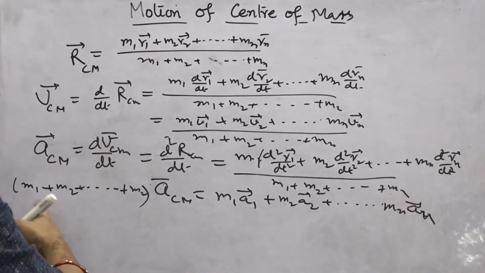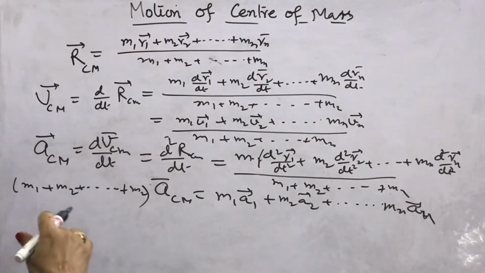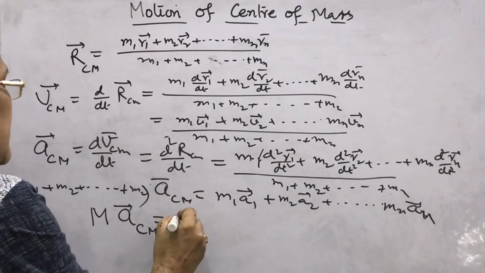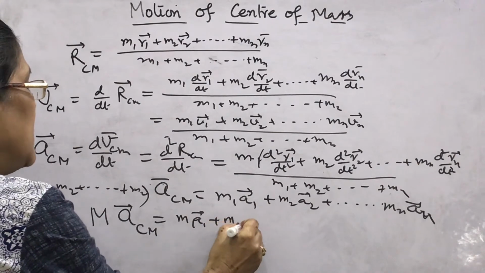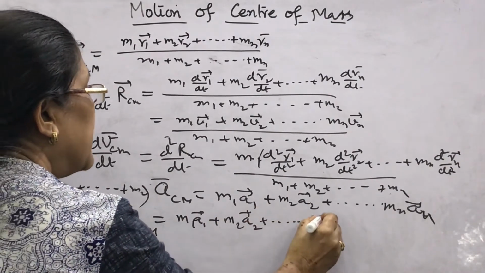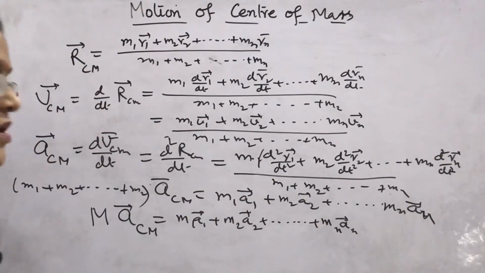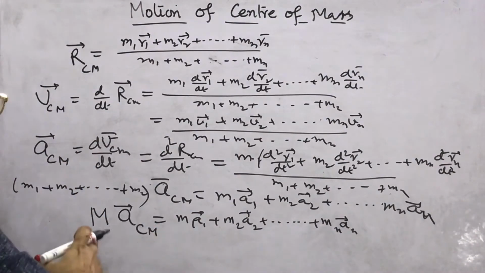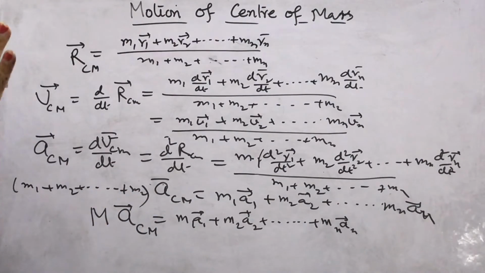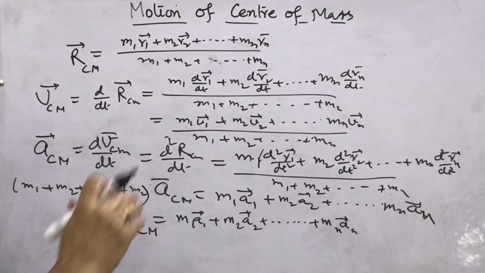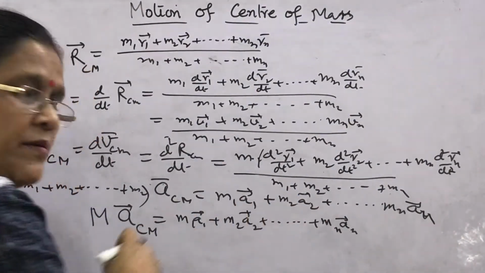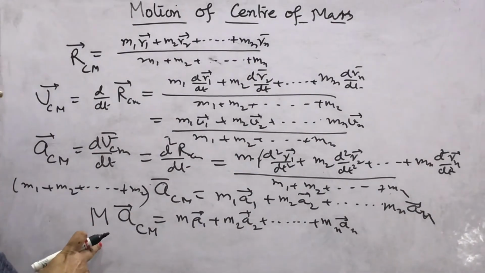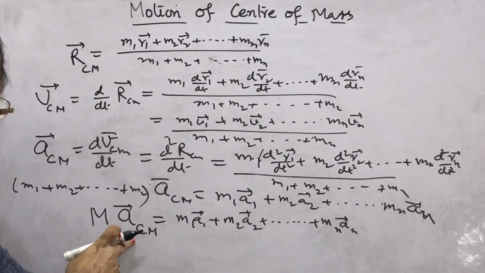So this is the total mass. What will be the total mass of the system? You can write it as M. Then M into the acceleration of the center of mass will be equal to m1 a1 plus and so on, or you can write the forces acting on the individual particles, because m into a is the force. What is important to note is that in the previous chapters we discussed the force F equal to ma, where we assumed that the whole object is like a single-particle object. Here there are so many particles, n particles, and the vector sum of their forces is equal to the total mass of the system times the acceleration of the center of mass.